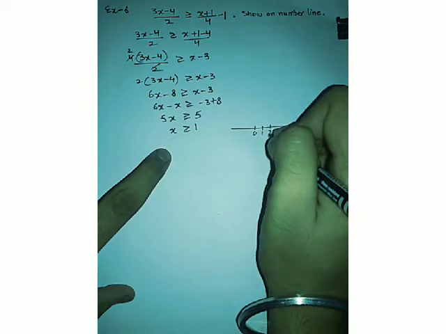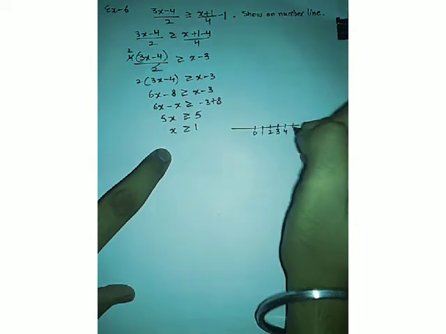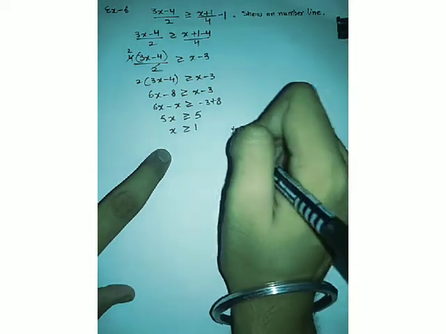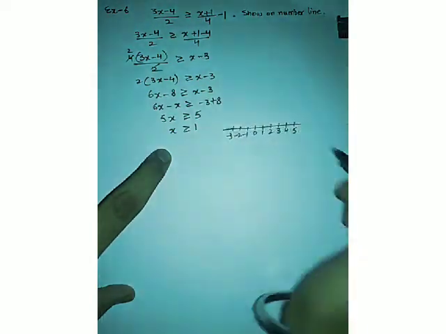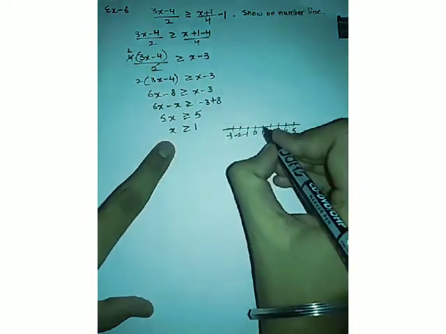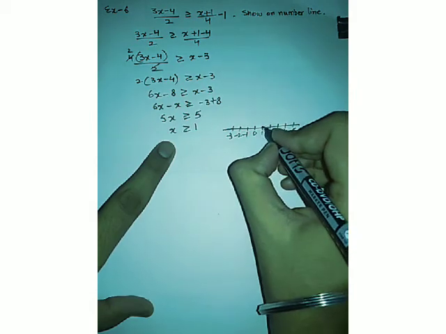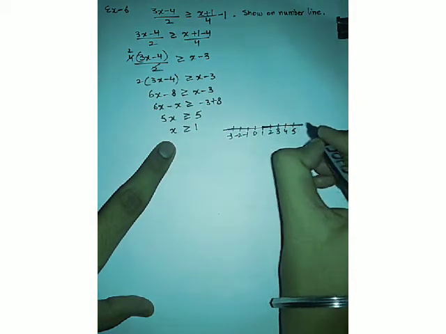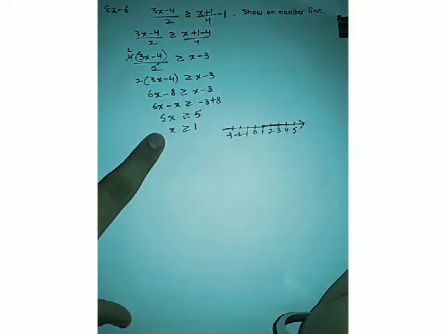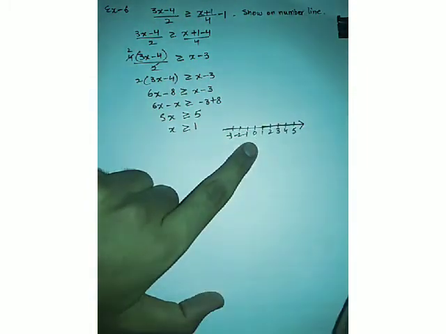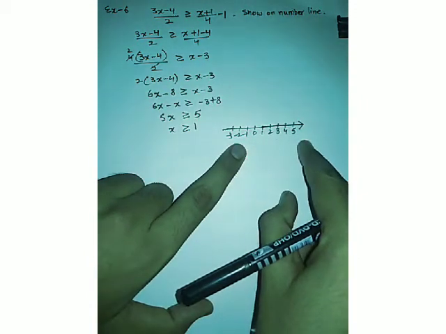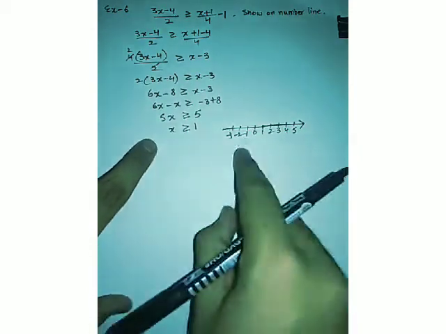0, 1, 2, 3, 4, 5 and so on, and minus 1, minus 2, minus 3 and so on. Okay. Now the solution is x greater than or equal to 1. We will start from 1. We will just highlight the line and put an arrow in the right hand side direction, because all the values are greater than 1. So they must be lying on the right hand side of the 0, that is, on the right hand side of the number line. So this is how we represent solutions of linear inequalities on the number line.